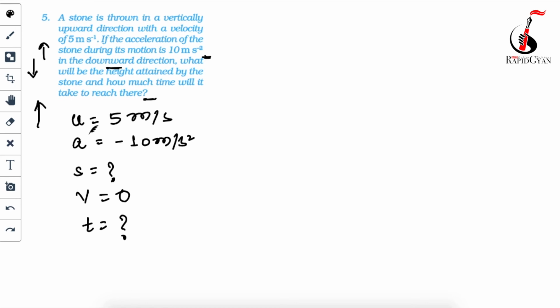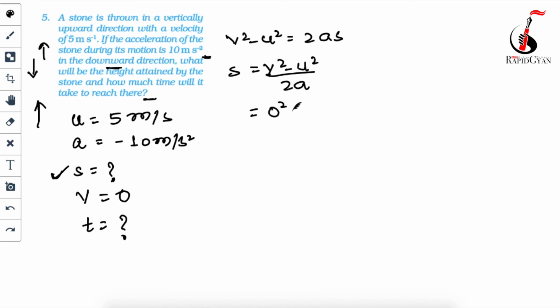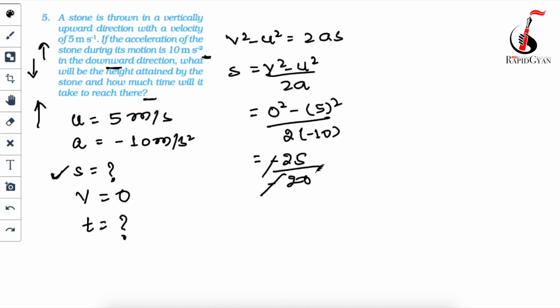So let's first find the value of s. I know v, I know u, I know a. So I will use the third equation of motion, which is v square minus u square equal to 2as. So s is equal to v square minus u square upon 2a, which means 0 square minus 5 square upon 2 times minus 10. That is equal to 25 upon minus 20. The minus cancels out, 25 upon 20, so 12.5 upon 10. So this will become 1.25 meter. So this is your height.